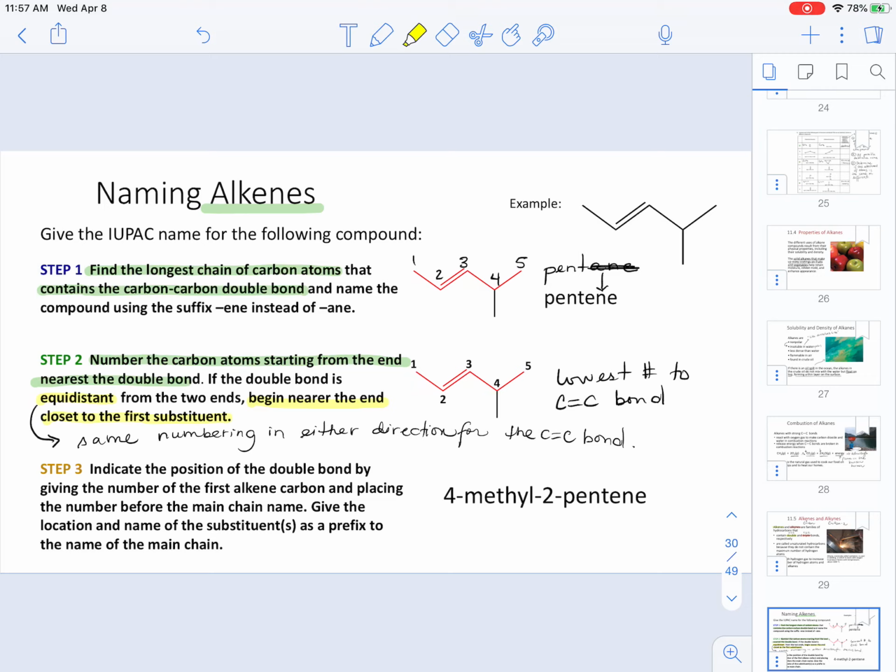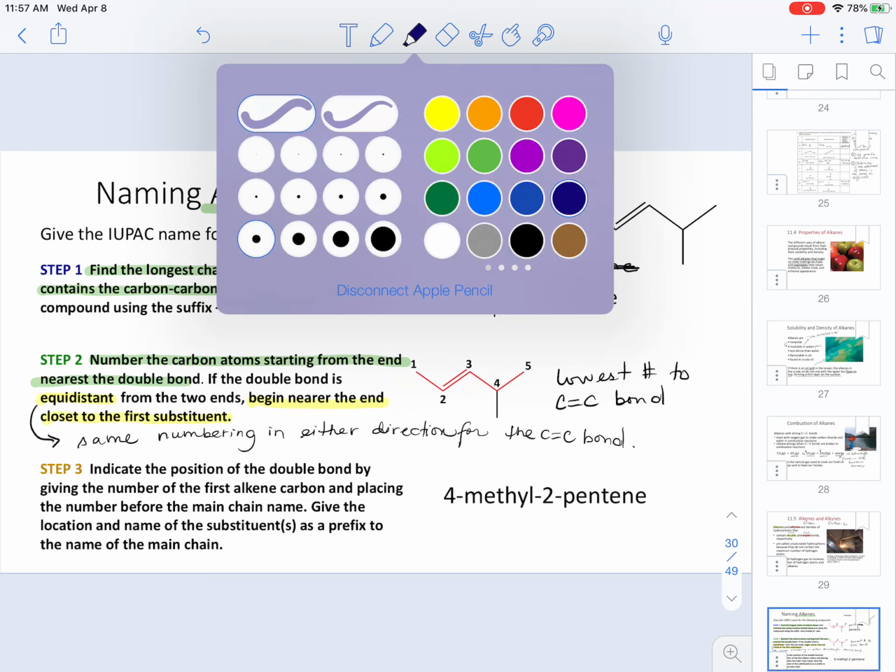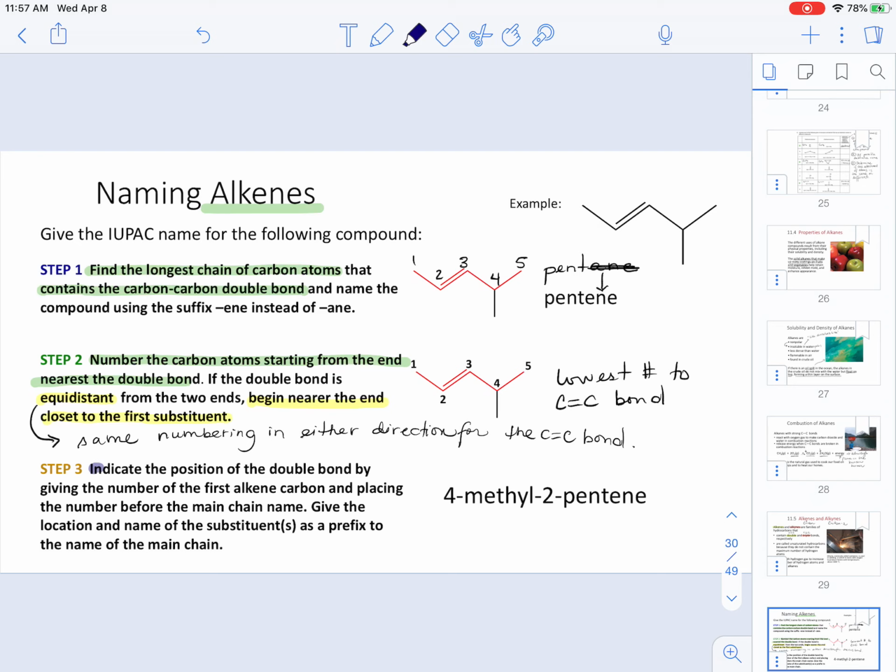Now, step 3, you need to indicate several positions in the system, and I'm going to be highlighting them. So you need to indicate the position of the double bond. That's the first thing that you need to do. And in addition, you need to number also the location and the name for the substituents as a prefix to the name of the main chain.